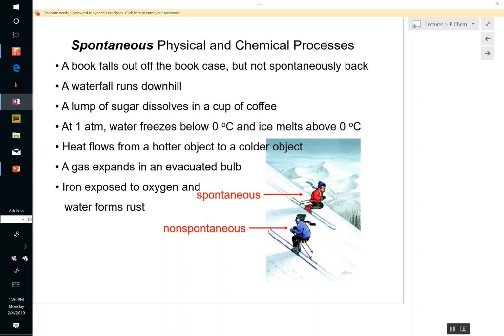Okay, so now I'll just introduce a topic that we won't really settle until chapter 4, spontaneity, and just start talking about it a little bit. A book falls off a bookcase, it never falls back up onto the shelf. Waterfalls run downhill, sugar will dissolve in a cup of coffee. Gas expands in an evacuated bulb. Iron rusts, but it doesn't unrust. You can ski down a hill, but you can't ski up a hill in a spontaneous fashion. Spontaneity.